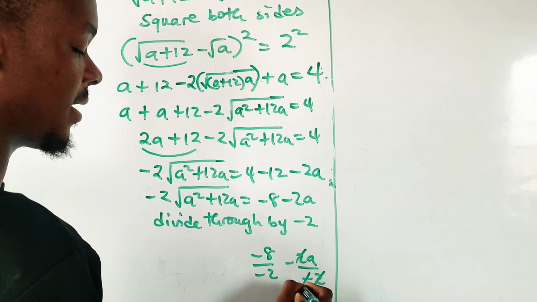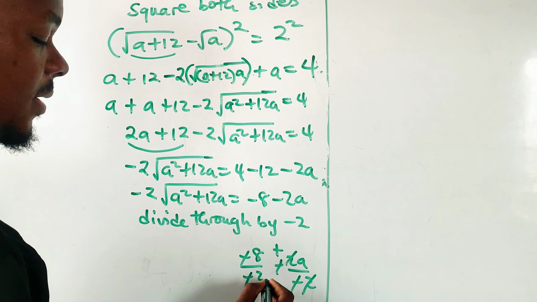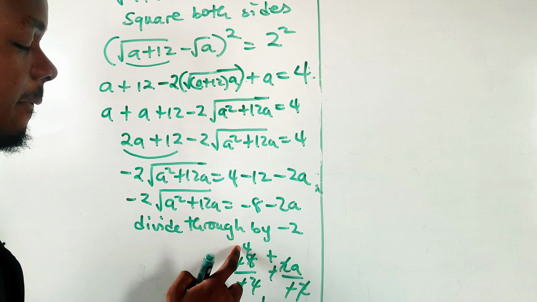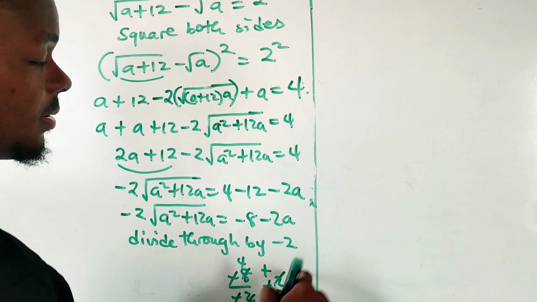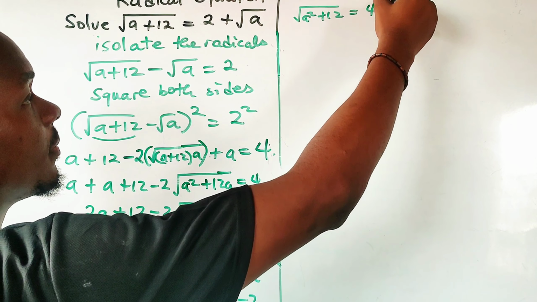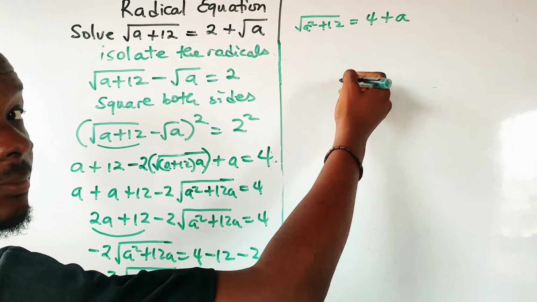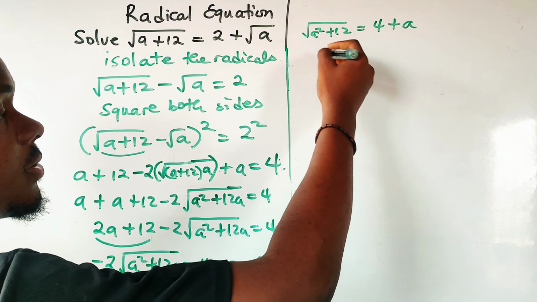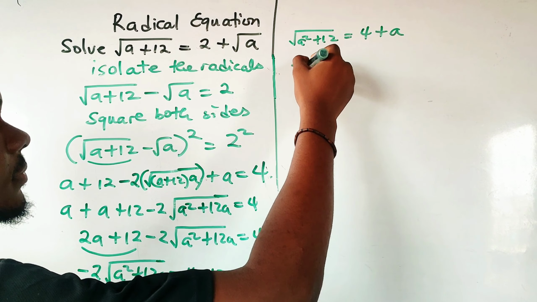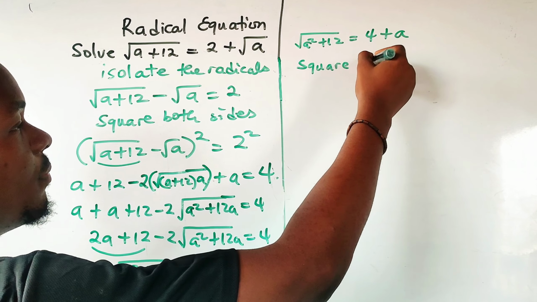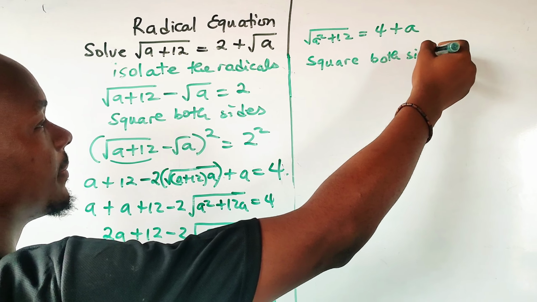2 cancels 2. Minus changes to plus. Minus cancels minus. 2 here 1, 2 here 4. So I would have 4 plus a left. So that's 4 plus a. So now I'm going to square both sides one more time.